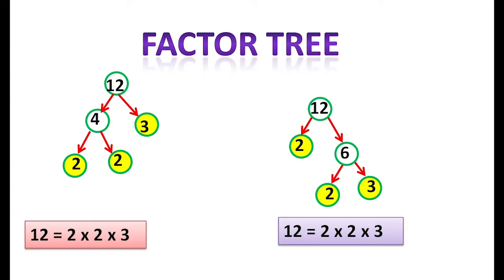Look at that. Same number in different way I have made factor tree. Here 2 times 2 and 1 times 3 has come after splitting. In both cases. That means we can split in any way but the answer will be same.